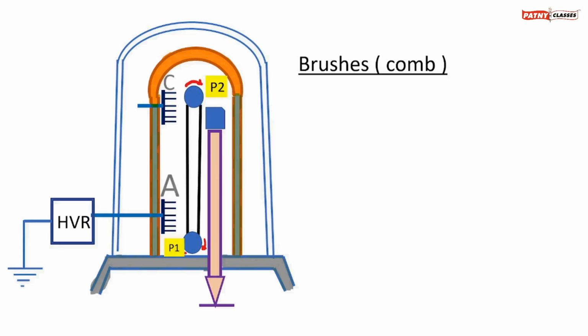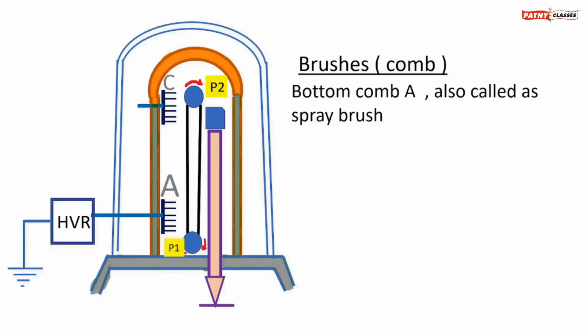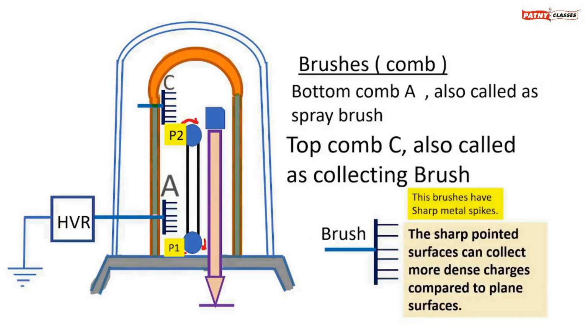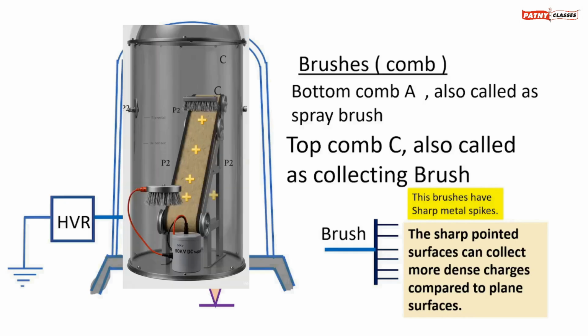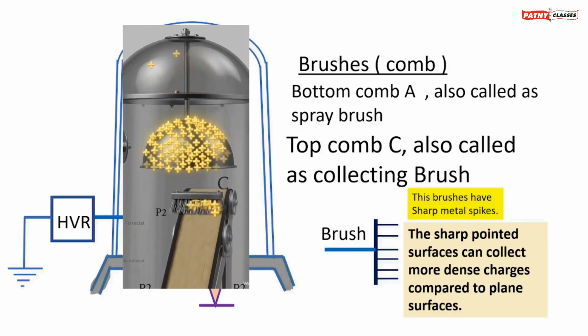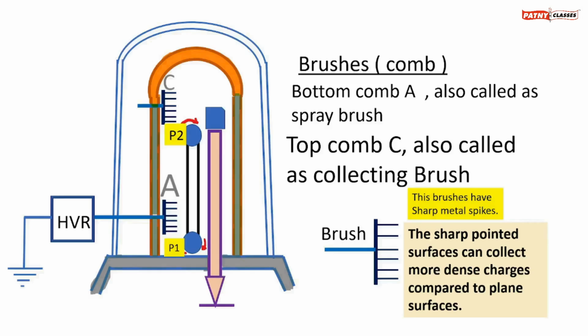A and C are called brushes or combs. Bottom comb A is also called the spray brush, and top comb C is also called the collecting brush. These brushes have sharp metal spikes. The sharp pointed surfaces can collect more dense charges compared to plain surfaces. The purpose of brush A, that is the spray brush, is to collect more charges and throw these charges on the moving belt.